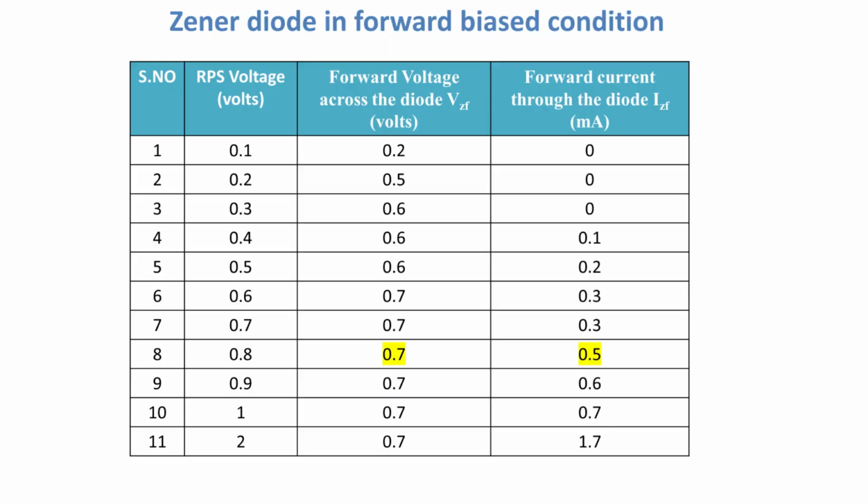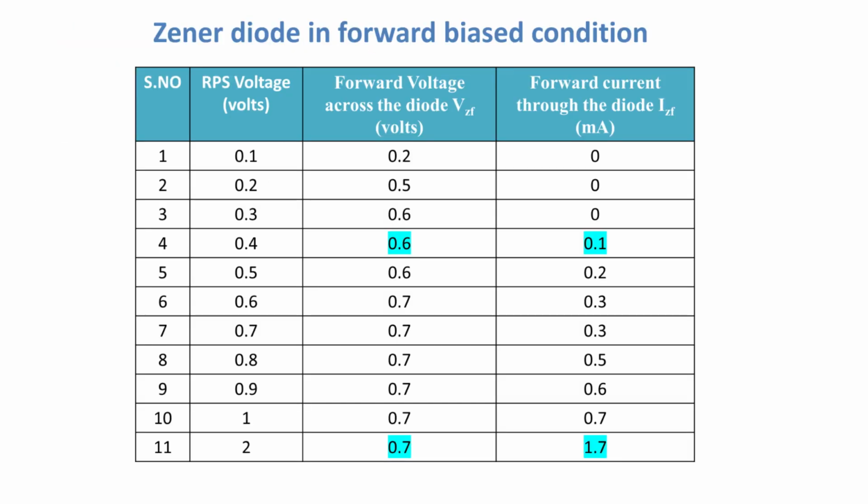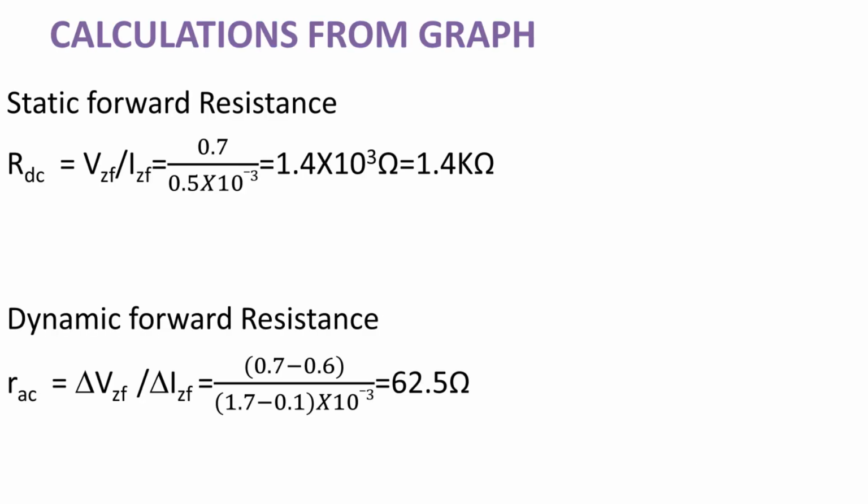Coming to the calculation of resistance of the Zener diode, it can be obtained by using the formula V by I, that is VZF by IZF. Considering 0.7 volts, the corresponding current is 0.5 milliamperes, which gives 1.4 kilo ohms. Coming to dynamic forward resistance RAC, it is delta VZF by delta IZF. The change in voltage is 0.7 minus 0.6, the corresponding change in current is 1.7 minus 0.1, and the dynamic forward resistance is 62.5 ohms.